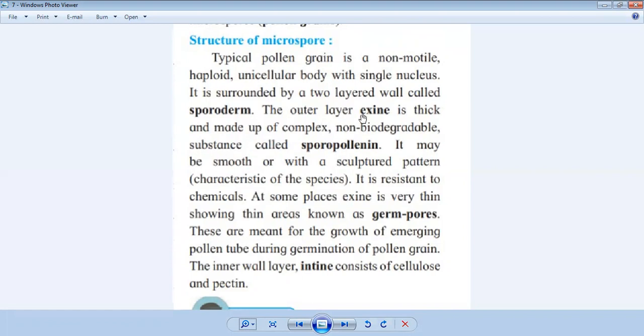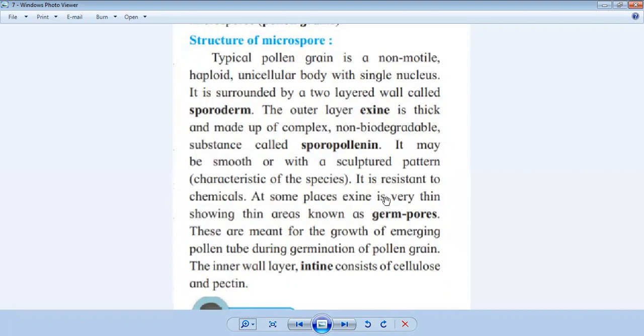The outer layer is called as exine, which is thick and made up of complex non-biodegradable substance, which is called as sporopollenin. It may be smooth or with a sculptured pattern characteristic of the species. It is resistant to chemicals. Means due to the presence of this chemical compound sporopollenin, it becomes resistant to different types of chemicals.